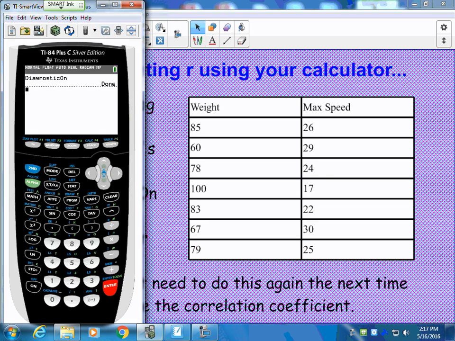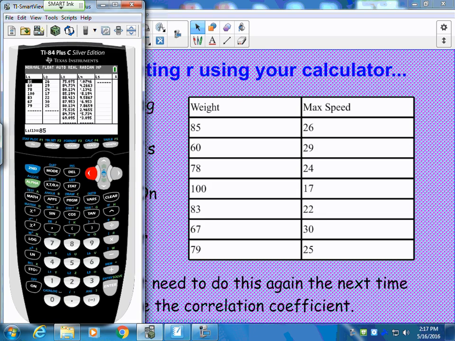But now we've got the diagnostic on, and the next thing that we want to do is enter in our data. Our data gets entered in the stat button. We want to edit. And what I've done is I've already typed in list 1 and list 2 to save us some time. You want to type in your values down at the bottom. If you have some extra overlapping values, you just want to delete those out down at the bottom.